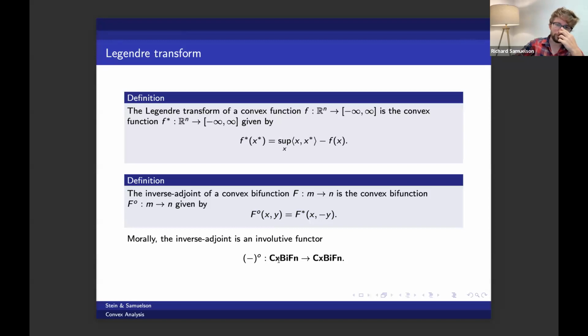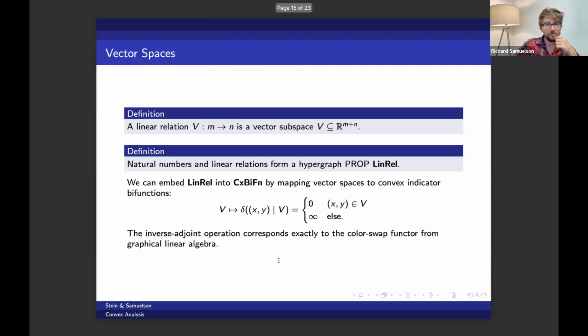Now, this is only true morally because it's only involutive up to a certain regularity property called convex closure. And sometimes it's not even functorial. So this is something that we need to work on. But there are certain subcategories of convex bifunctions where this thing does work and is functorial and is involutive. It just doesn't work on the whole category. It's somewhat frustrating. So an example of a well-behaved subcategory would be this category of indicator functions.